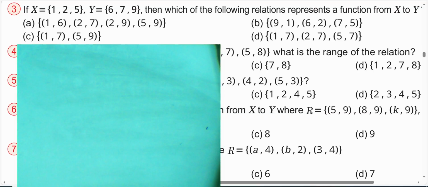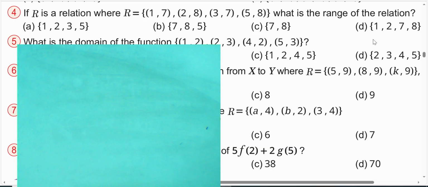We have here 1 and 2 and 5. Then you must choose letter D, the function, because each element belonging to x has only one image in y. Then letter D is the function. Okay, letter D is the function.